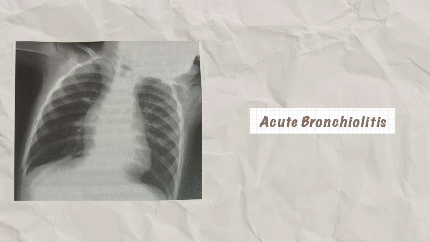Investigations: X-ray chest shows hyperinflation and minimal infiltrates. The diaphragm is pushed down. The lung fields appear abnormally translucent. The leukocyte count is normal or slightly elevated. A rapid test using monoclonal antibodies against respiratory syncytial virus on nasopharyngeal aspirate can rapidly identify RSV.